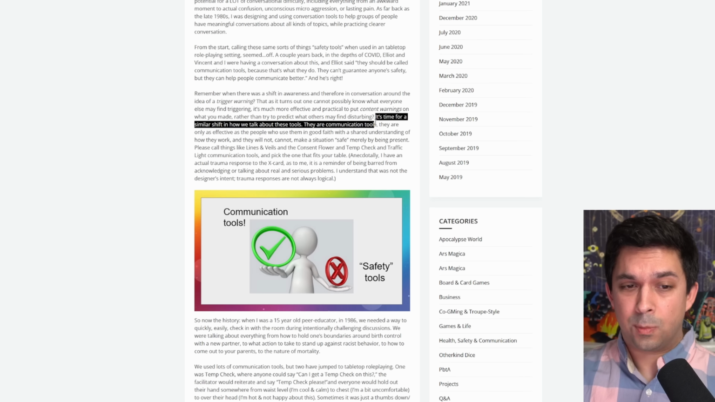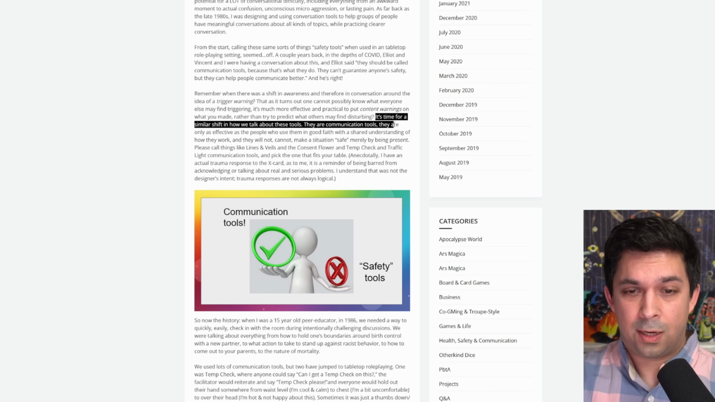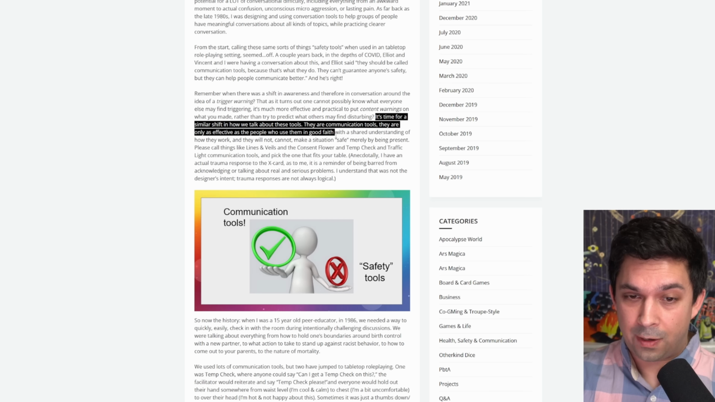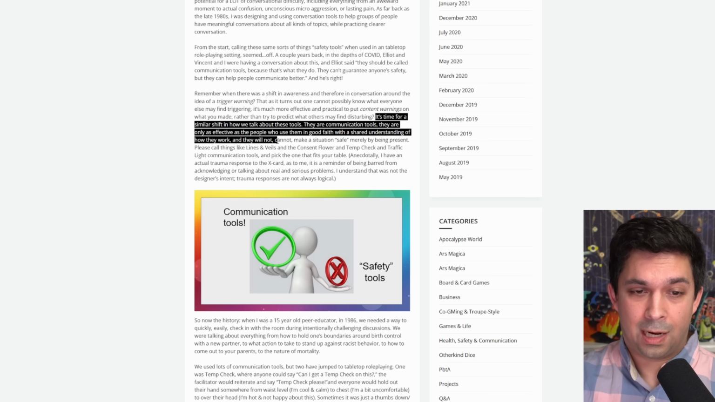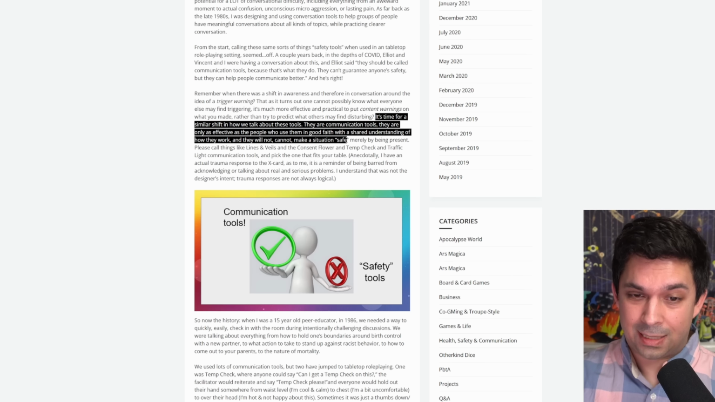It's time for a similar shift in how we talk about these tools. They are communication tools. They are only as effective as the people who use them in good faith with a shared understanding of how they work, and they will not, cannot make a situation safe merely by being present. I think that's a really big one.